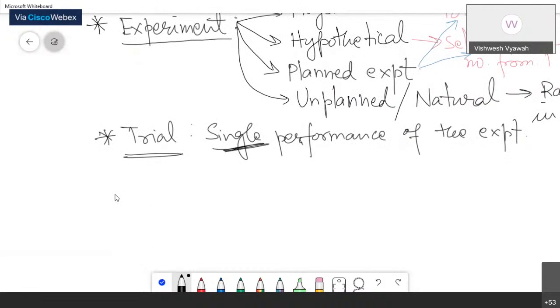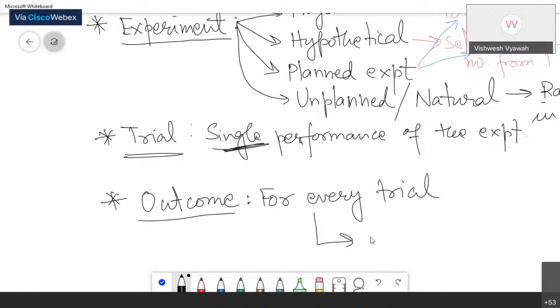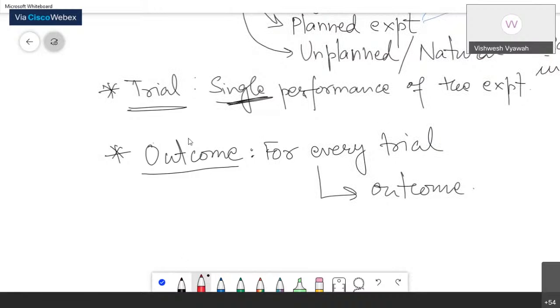We'll move ahead. Next thing we are going to talk about is: you have an experiment, you have a trial, which is the single performance of that experiment, and that trial of that experiment is going to generate an outcome, which is very important. So what is this outcome? It's very simple. For every trial, there is an outcome. So you throw a dice, you get an outcome: the number appearing on the top face, whether it's 1, 2, 3, 4, 5, or 6. So this is what it is about experiment, trial, and outcome, right? And this is nothing but our data. Very important, right? We will move ahead.